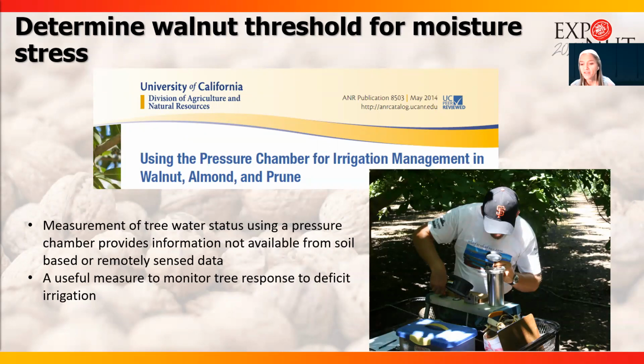So this is a particularly useful tool to use to monitor tree response to deficit irrigation in years with drought conditions. The University of California has several publications describing the proper use of a pressure chamber for walnuts and a variety of other crops.